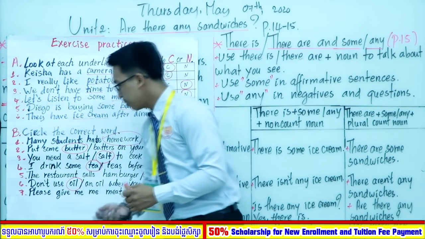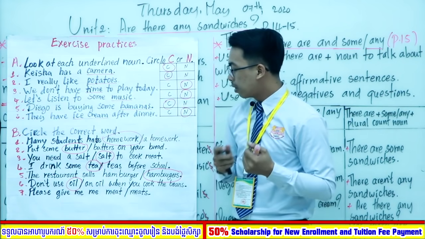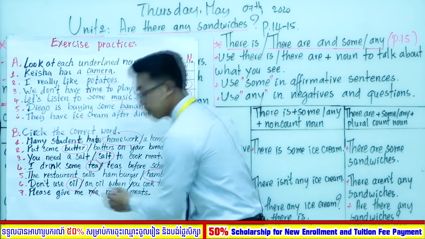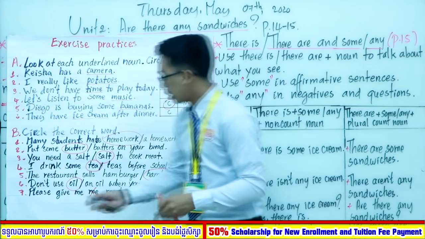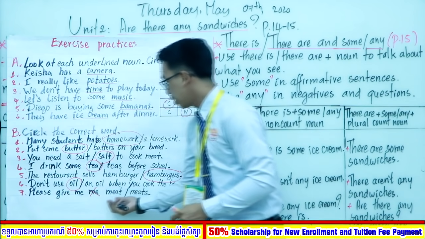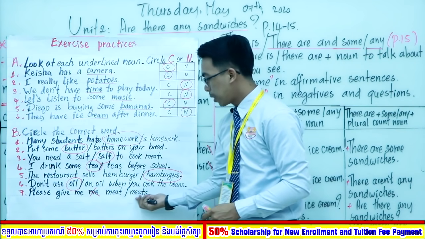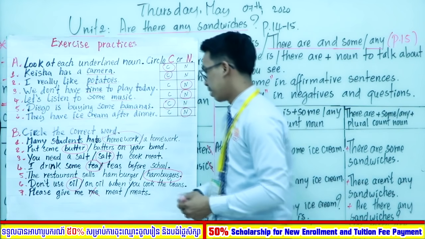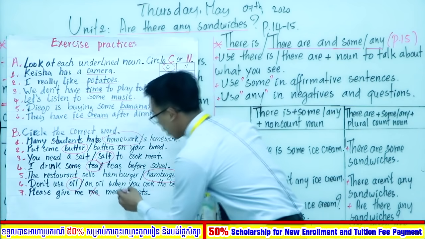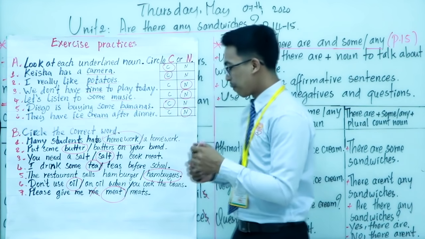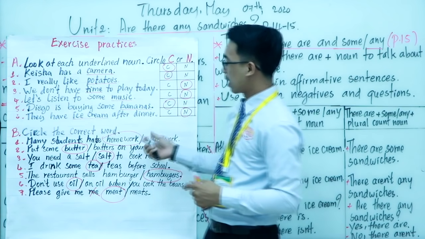So the last one. Please give me meat or meats. So which one, everyone? The first one. Very good. So we cannot count meat, right? Very good. Okay, so this is the correct answer.